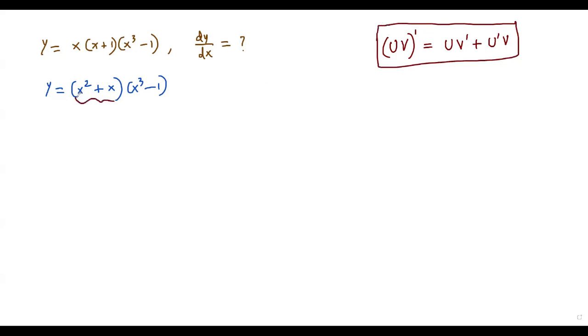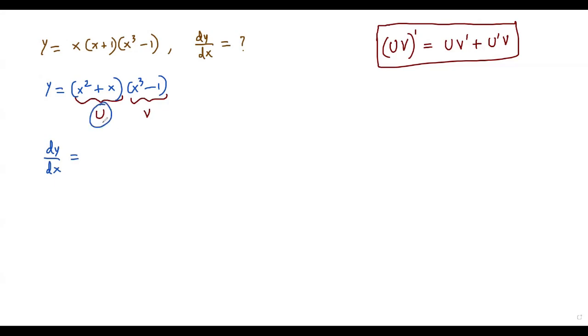So for that, I consider the first binomial x square positive x as u and the second binomial x cube negative 1 as v. Okay, so how can we get derivative for this one? So when I find derivative of this y with respect to x, because according to the question, we have to find the derivative of y with respect to x. When I find derivative of this y with respect to x, I'm getting dy over dx.